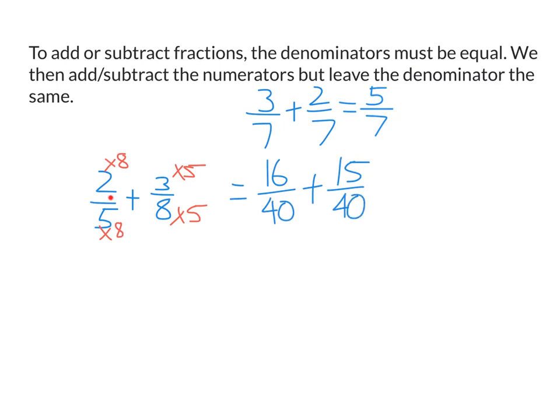So this and this are equivalent. This fraction and this fraction are equivalent. It's just now they have the same denominators. I can add them. So I just add the numerators and leave the denominators unchanged.